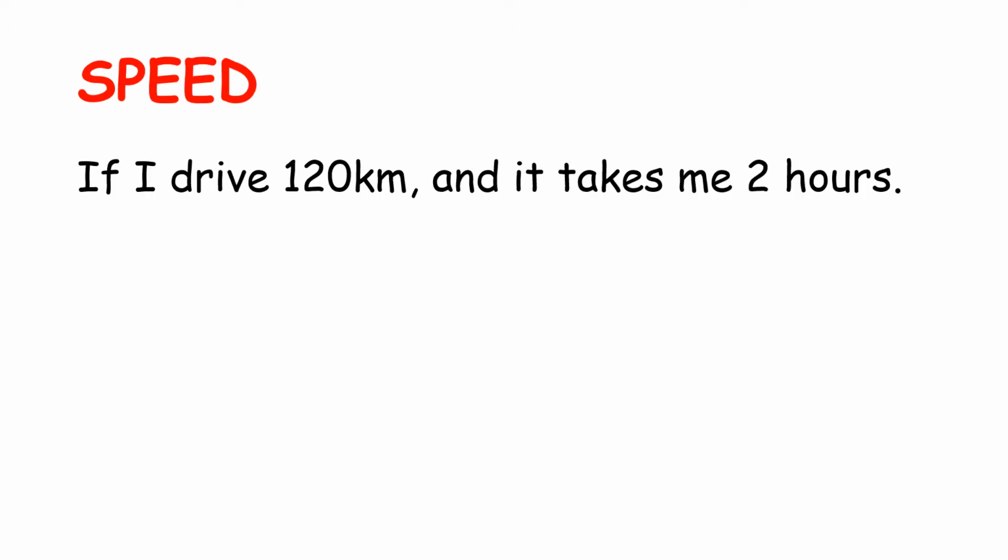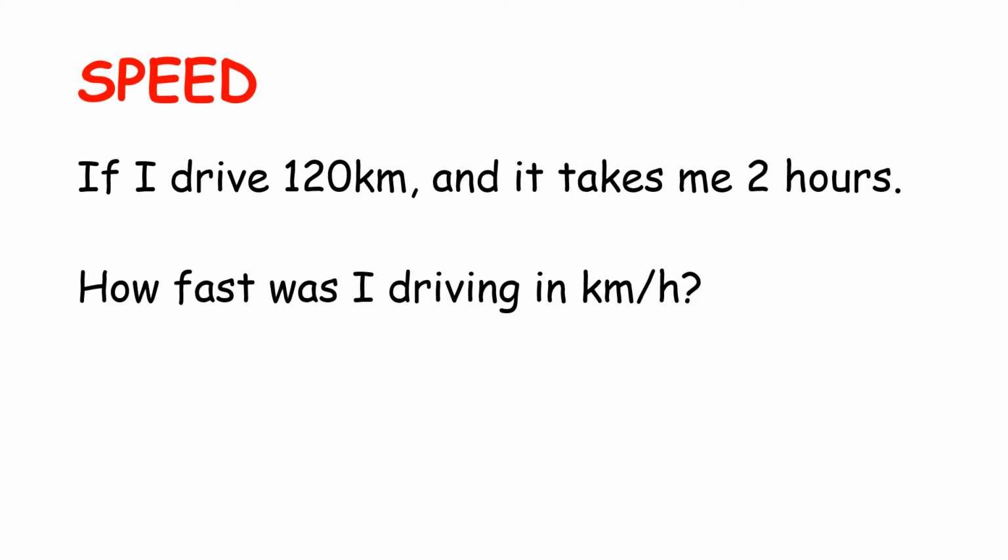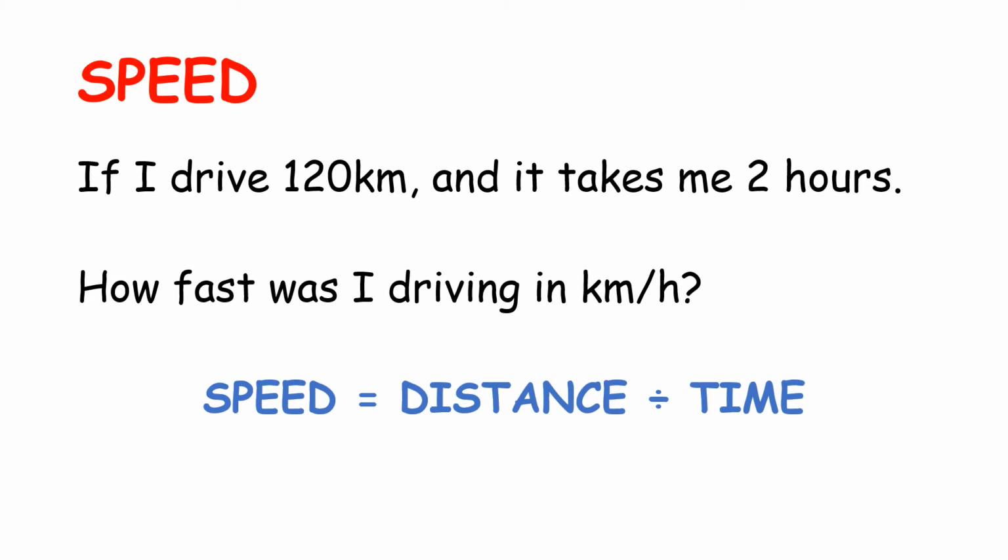So let's talk a little bit about speed. If I drive 120 kilometers and it takes me 2 hours, I can work from that then that on average it took me about 1 hour to complete 60 kilometers. So that effectively gives me the speed in kilometers per hour that I was driving at, 60 kilometers per hour. And this gives us a formula to say, well, if I want to calculate speed, we take the distance and we divide it by time.